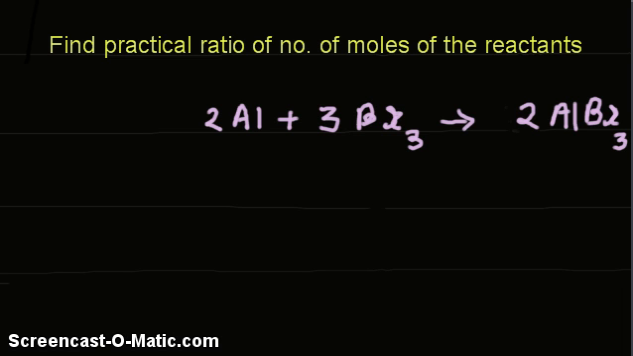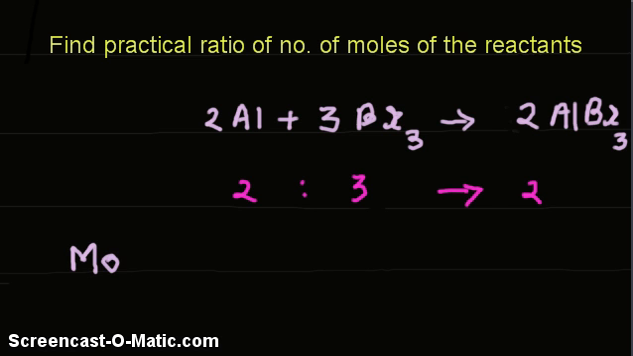Two moles aluminum, 3 moles bromine, giving 2 moles aluminum bromide. So the ratio is 2:3:2. This is the theoretical ratio. Now let us go to the practical ratio. We'll find the actual moles in the given problem.